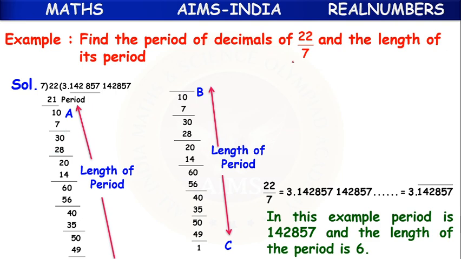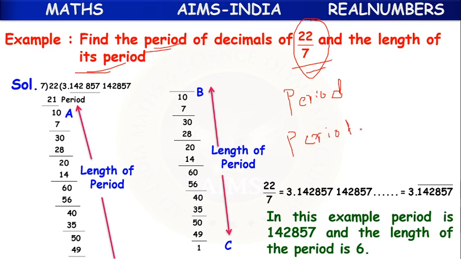Okay, children. Next, 22 by 7. Find the period of decimals of 22 by 7 and the length of the period. Here you have two terms. One is period. When we have decimal expansion, they will be asking about two terms. What is the period of the decimal expansion, or what is the periodicity of the decimal expansion?